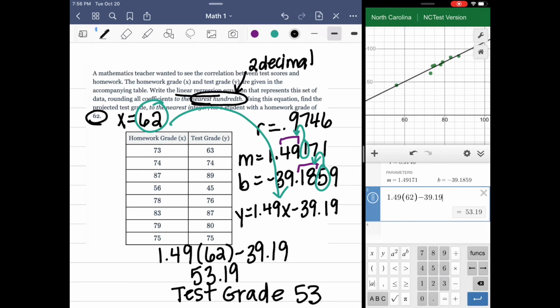So again, this is basically saying that the more successful you are on your homework, the higher your test grade will be. A 62 on your homework grade was not very good, so their test grade was a 53. All right, so with best fit models, make sure your rounding is correct. Make sure that when you are plugging it in, you know whether you are plugging in for x or plugging in for y.